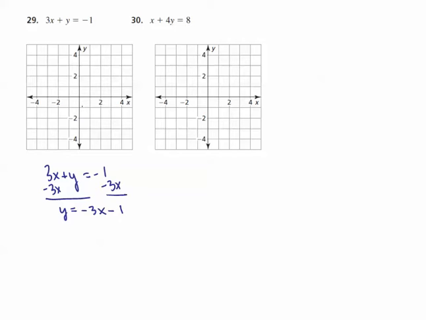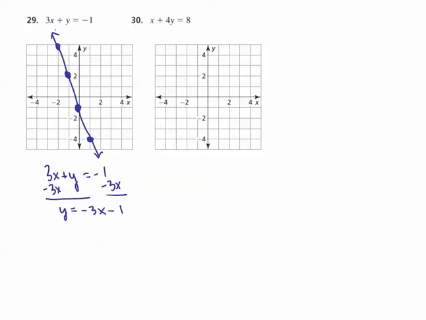Now, we can start from the y-intercept, -1. Go down 3, right 1. We have no more room there, so we can go up 3, left 1, up 3, left 1, and we can see how this line falls.